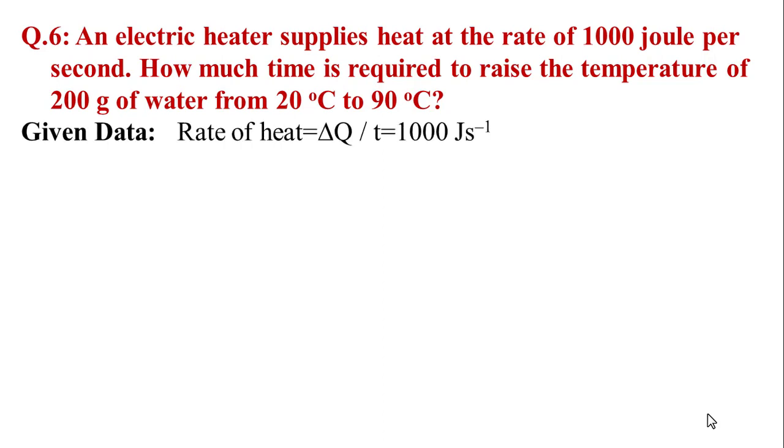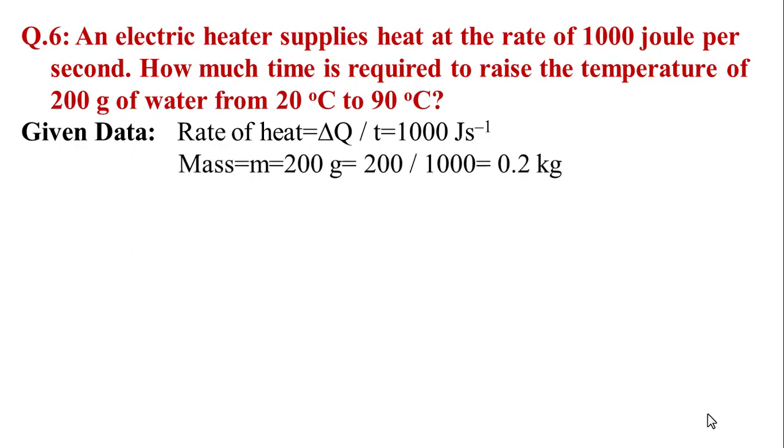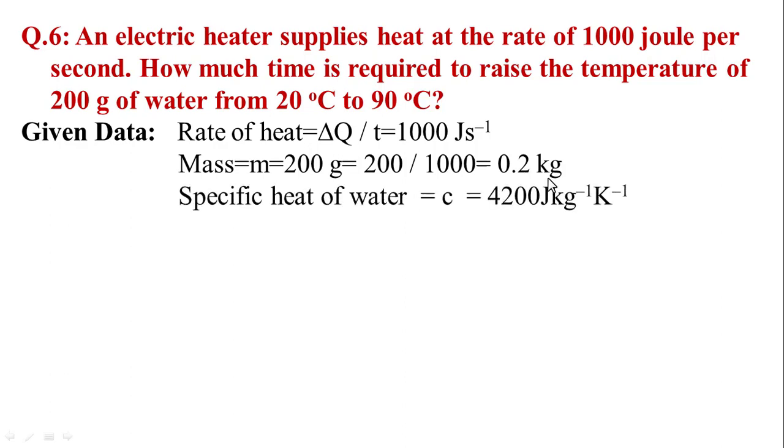Rate of heat, delta Q by T, is equal to 1000 joule per second, and mass M is equal to 200 gram. Change the gram into kilogram, then 200 divided by 1000 is equal to 0.2 kg. Now specific heat of water C is equal to 4200 joule per kg per Kelvin. It is a constant value.